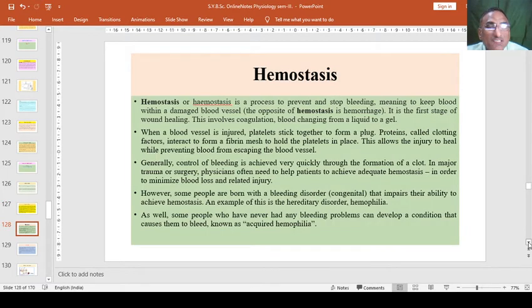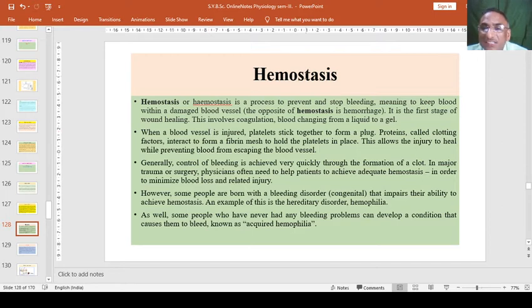So the next topic is hemostasis. Hemostasis is a process to prevent and stop bleeding. Hemorrhage is a continuous flow of bleeding, and hemostasis is to prevent or to stop the bleeding from the body.